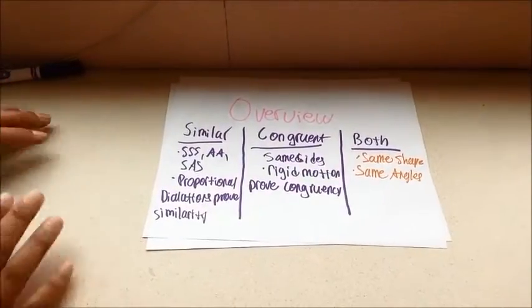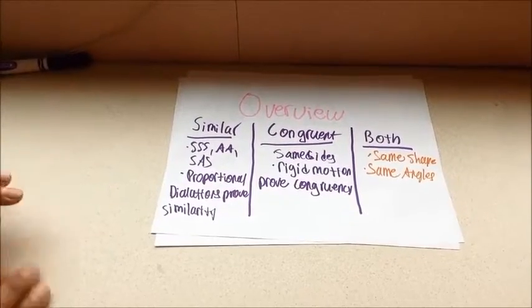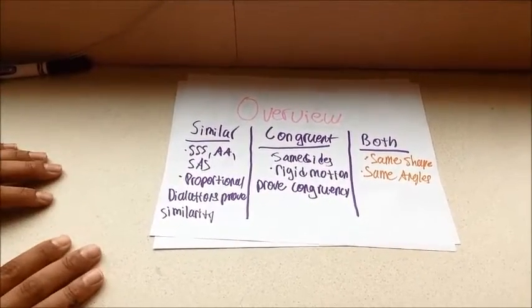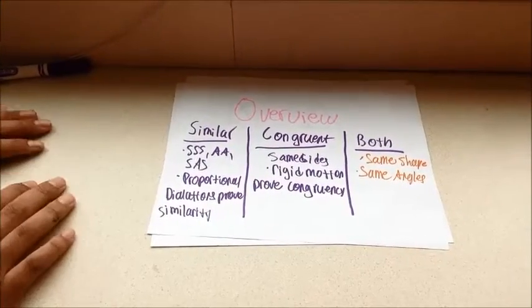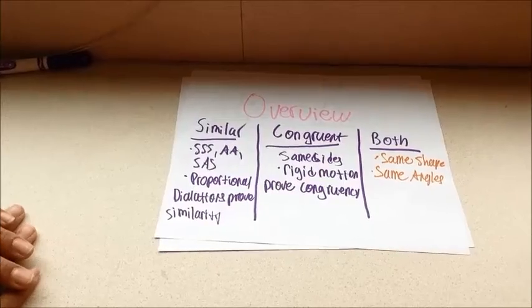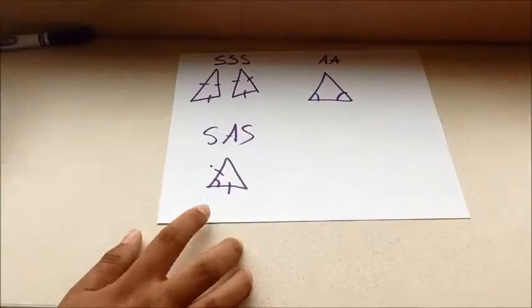Here's an overview. Similar triangles. They're SSS, AA, and SAS. We'll show you an example of each. Their proportional dilations prove similarity. Congruent. Same sides, rigid motion, prove congruency. Both have same shape and same angles.